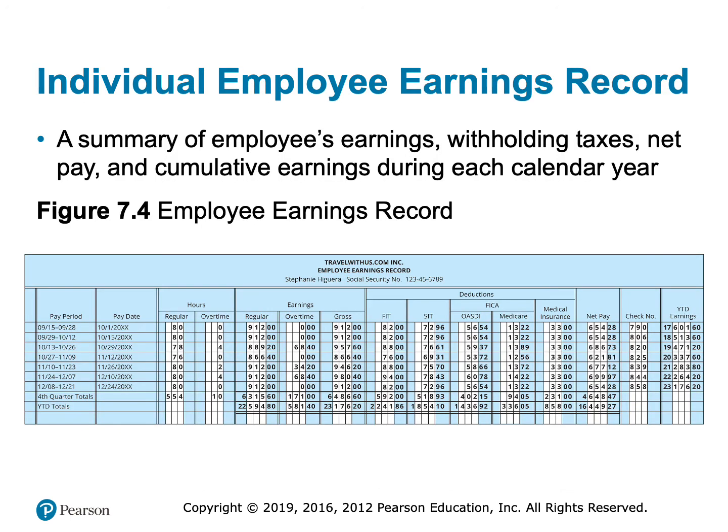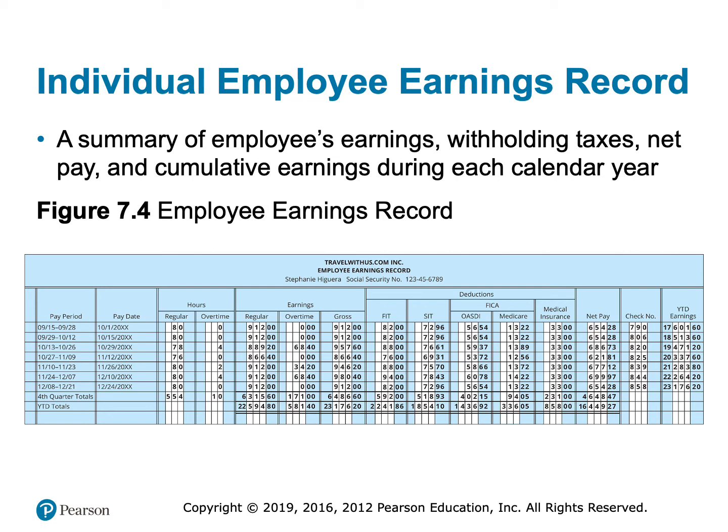So the employee earnings record is going to be for one employee. So for example, this is just for Stephanie, and it's going to show for every pay period. So you can see the pay periods going down the left. How many hours did she work? How many regular hours? How much overtime did she work? What's her regular rate? What's her overtime rate? Add those together, get the gross pay.